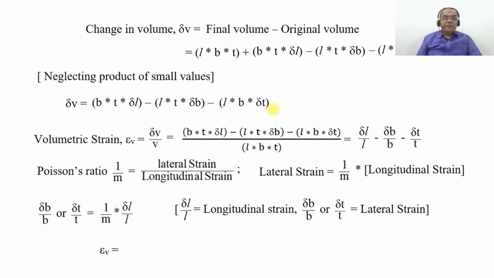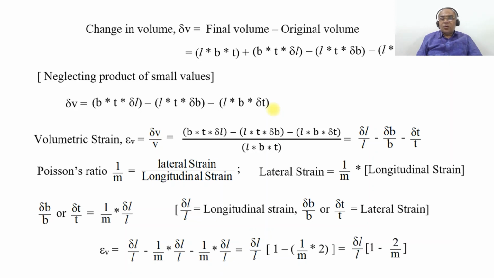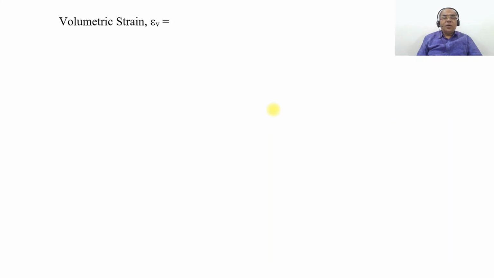So therefore epsilon v will be equal to delta L by L minus 1 by m into delta L by L minus 1 by m into delta L by L. So that will be equal to delta L by L into 1 minus 1 by m into 2. On simplification, you are going to get delta L by L into 1 minus 2 by m. Therefore, the volumetric strain epsilon v, delta V by V, is the longitudinal strain into 1 minus 2 by m, which is delta L by L into 1 minus 2 by m.